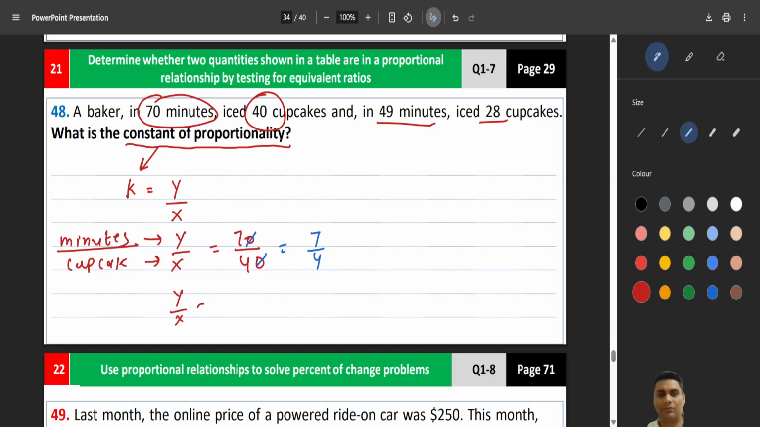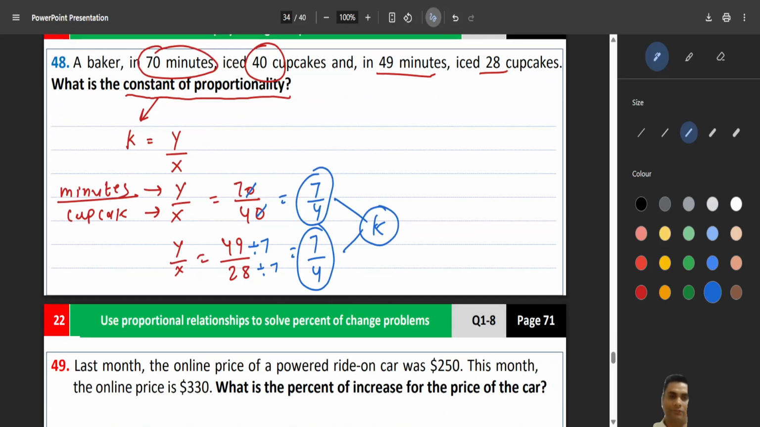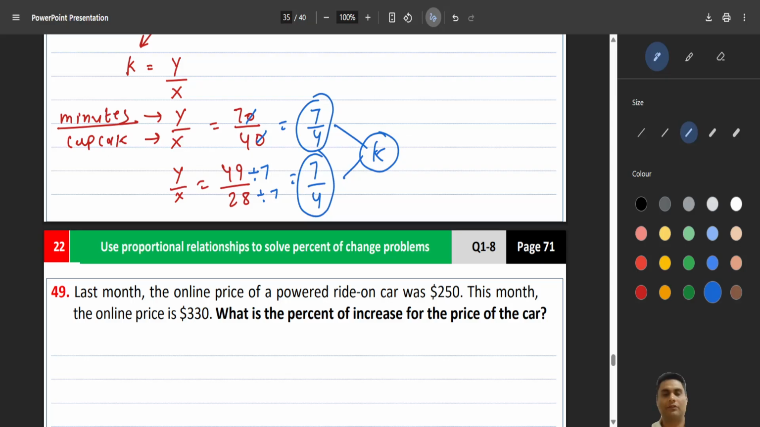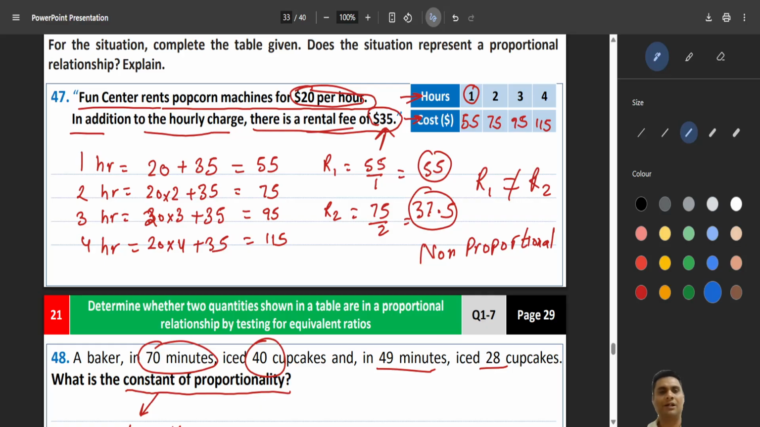So y over x equals 49 minutes over 28 cupcakes. See, both the numbers come in the table of 7. So I will divide by 7. 7 times how much gives you 49? 7 times 7. 7 times how much gives you 28? 7 times 4. So check, 7/4, 7/4. This is my constant of proportionality. Okay, simple question. Okay, so question number 21 is over. Question number 21 will be based on constant of proportionality, or he will ask you to check the proportional relationship.